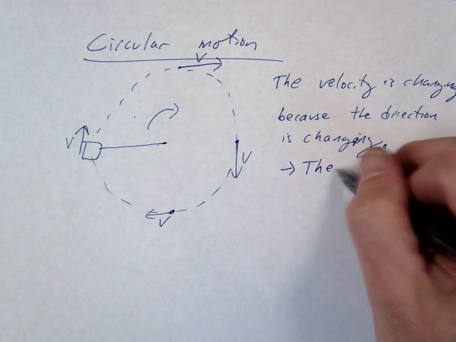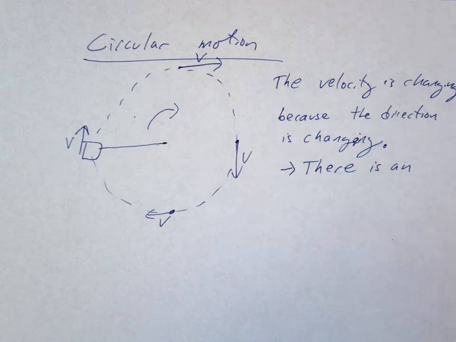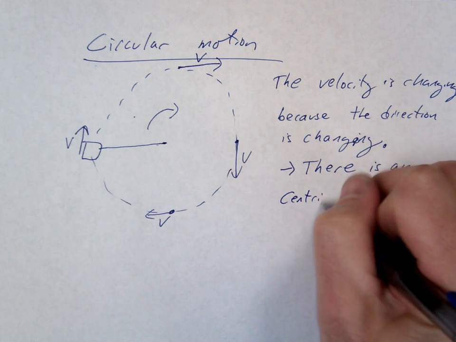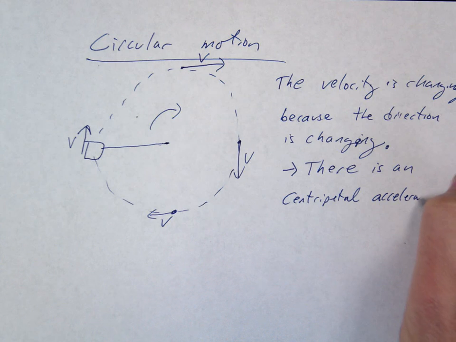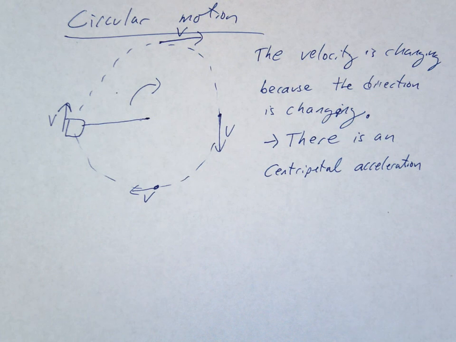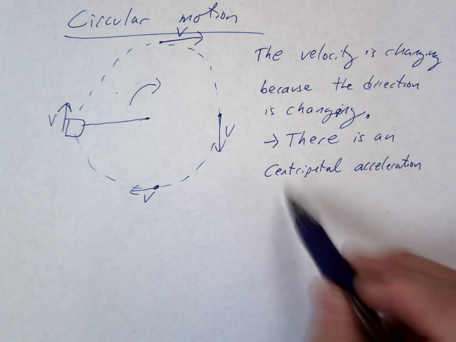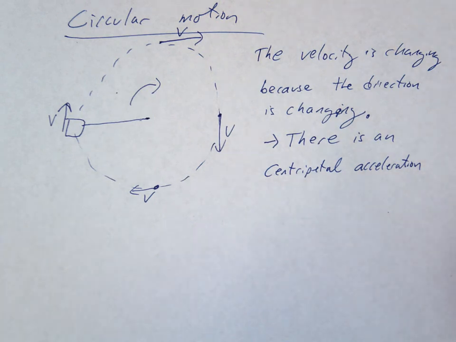So there's going to be an acceleration. Now the name of this acceleration is called centripetal acceleration. Okay, centripetal. Let's see if we can figure out what the meaning of the word centripetal is. It tells us the direction of the acceleration.